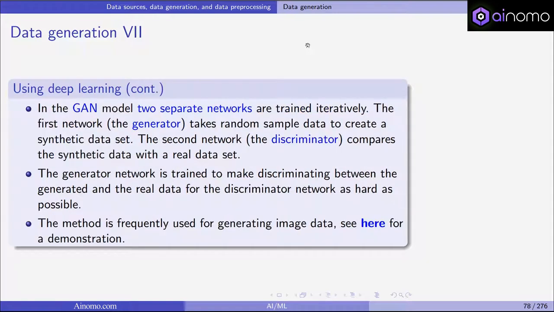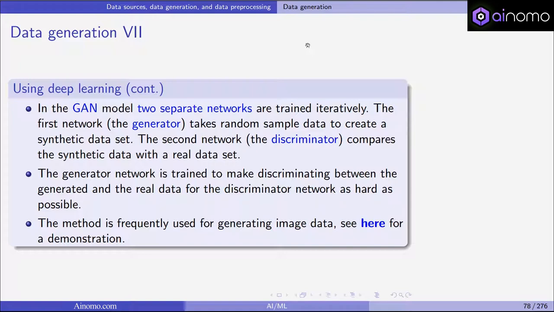In the GAN model, we have 2 separate networks that are trained iteratively. The first network, which is called the generator, takes random sample data to create a synthetic data set, and the second network, which is called the discriminator, then compares the synthetic data with a real data set, and the generator network is trained to make discriminating between the generated and the real data for the discriminator network as hard as possible. In a sense, you want to make sure that the discriminator network, which could also be a real person, is not able to distinguish between the synthetic data set and the original data sets.